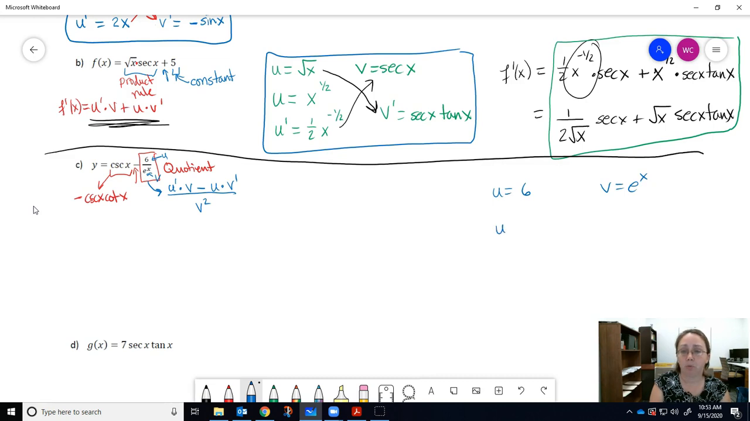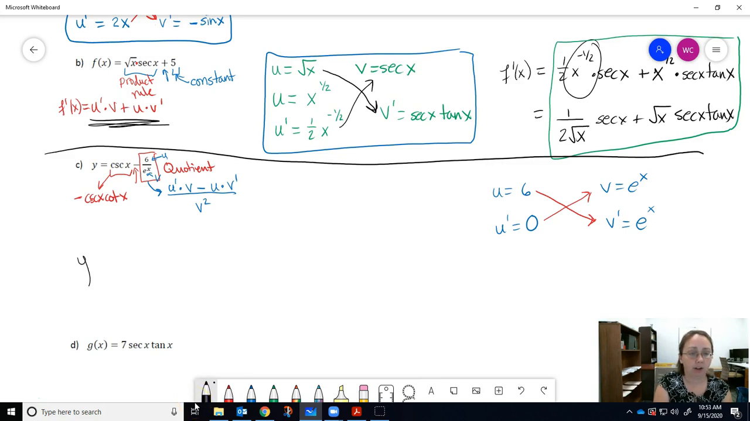To do the quotient rule, you need u prime. What's the derivative of a constant? 0. What's the derivative of v, or e to the x? Well, that's awesome. That's just itself, e to the x. So the quotient rule says we're going to do u prime times v minus u times v prime.